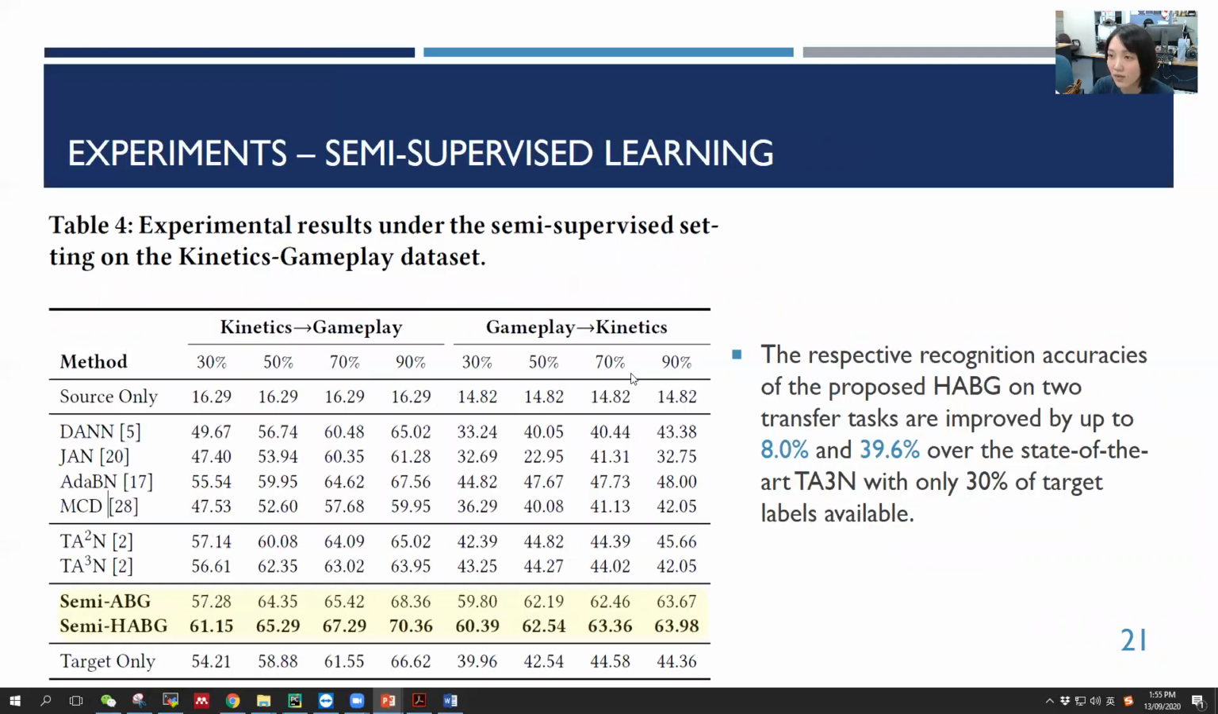And to study the robustness of the derived algorithm, we extend the unsupervised domain adaptation to a semi-supervised setting and conduct extensive experiments on the most challenging Kinetics to Gameplay dataset, on which the results with varying ratios of target labels are reported. The proposed semi-ABG and its hierarchical version, the semi-HABG, achieve higher recognition accuracy on both transfer tasks, since the integrated graph helps to propagate the label information and take full advantage of the supervision.